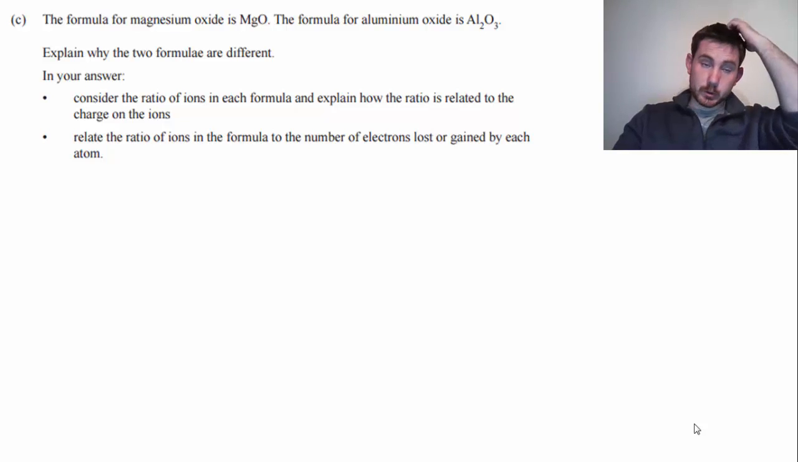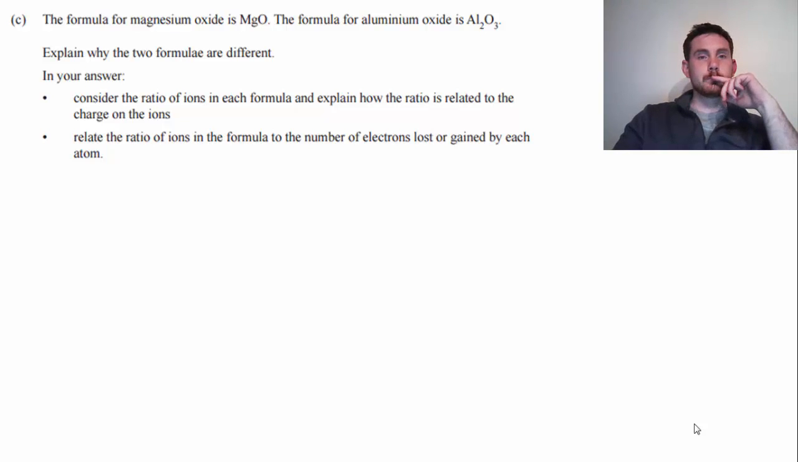So this question is going to require a little bit more writing. We're given 2 ionic formulae, magnesium oxide and aluminium oxide, and we've got to discuss why the 2 formulae are different. And the key word there is explain. That keyword's telling you that there's going to be a little bit more detail needed in your answer, and you are going to have to give an explanation as to why those 2 formulae are different.